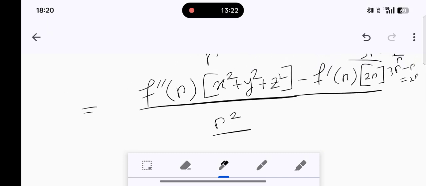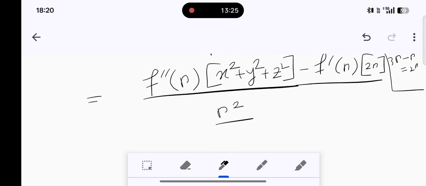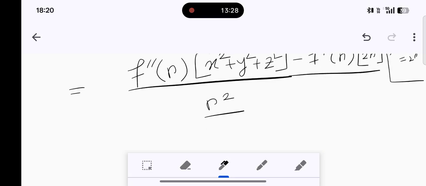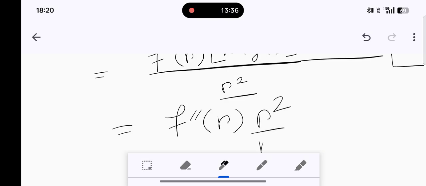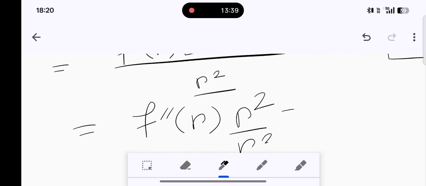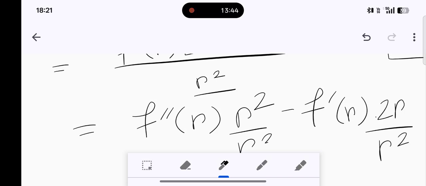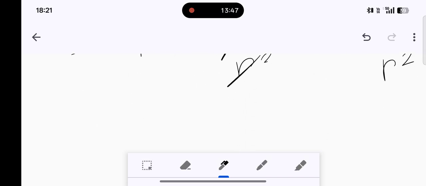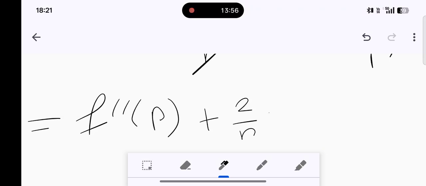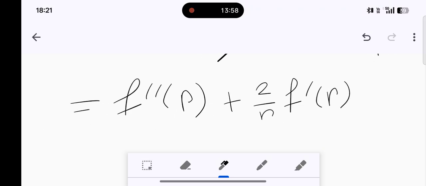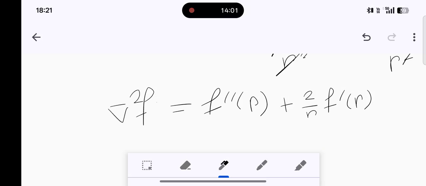Now ignore that stuff, you need to talk about this. How do we need to talk about this? Now this is again r square, so f double prime r into r square divided by r square, minus f single prime r into 2r divided by r square. Now this will be cancelled out, and this will be f double prime r plus, this r and this r will be cancelled out, so it is 2 divided by r into f single prime r. This is the value of del square f(r).